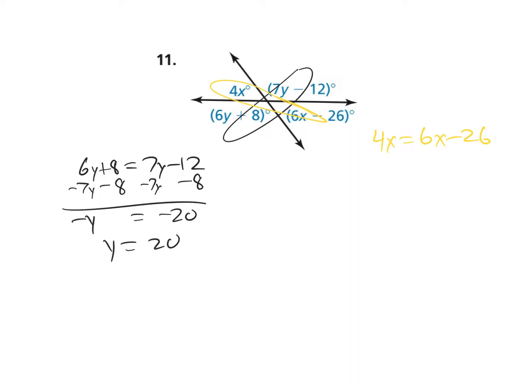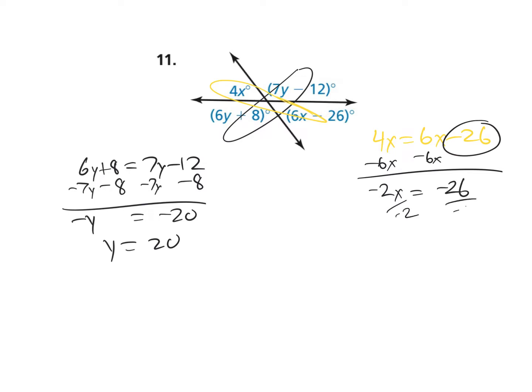And on the right side, we'll subtract 6x and get negative 2x equals negative 26. Don't drop the subtraction sign. So divide off the negative 2, and x equals positive 13. Negative over negative is positive. Let's go back here. And there's your answers.